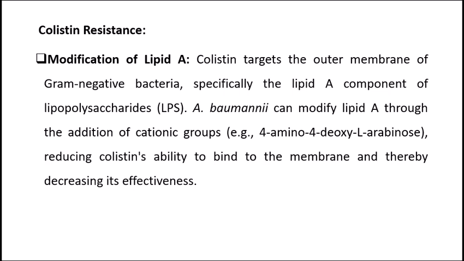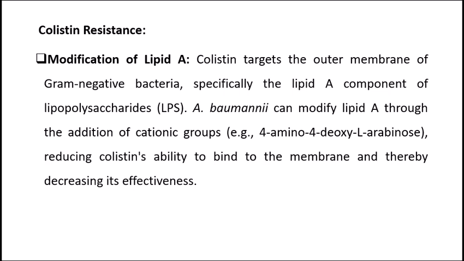What is lipid A? It is a part of the outer membrane. It helps maintain the structure of the bacteria. So the bacteria add chemical groups, positive cationic groups, for example 4-amino-4-deoxy-L-arabinose. So colistin looks like a magnet, and lipid A is a metal surface. The magnet sticks to the lipid A, then the bacteria dies.